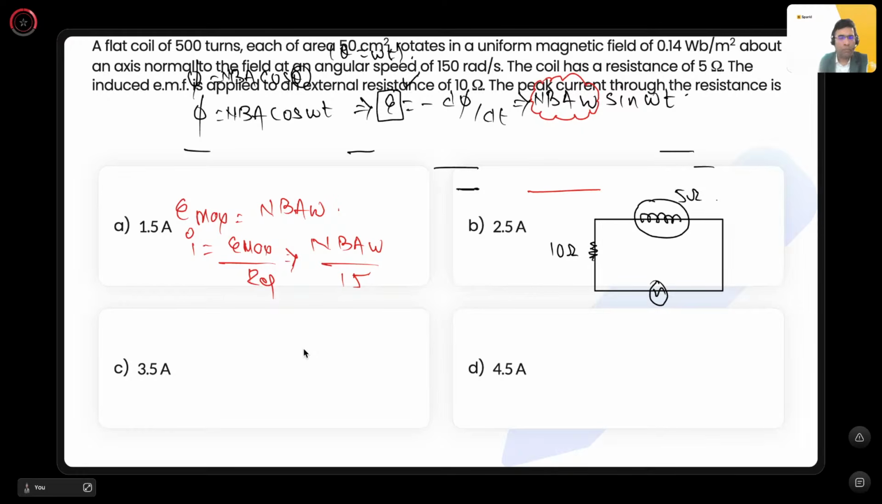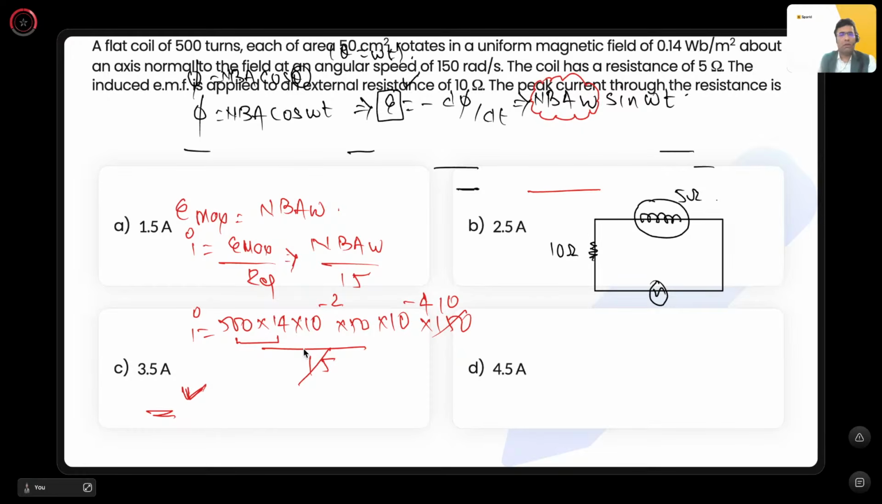So let's put in the values over here. My current maximum value will become 500 into the magnetic field, which is 14 into 10 to the power minus 2, into 50 into 10 to the power minus 4. Converting everything into SI units, this will be 150 upon 50. So it goes 10 times, and if you solve these things, this will become 70 and 5. So the answer will be 3.5 ampere.